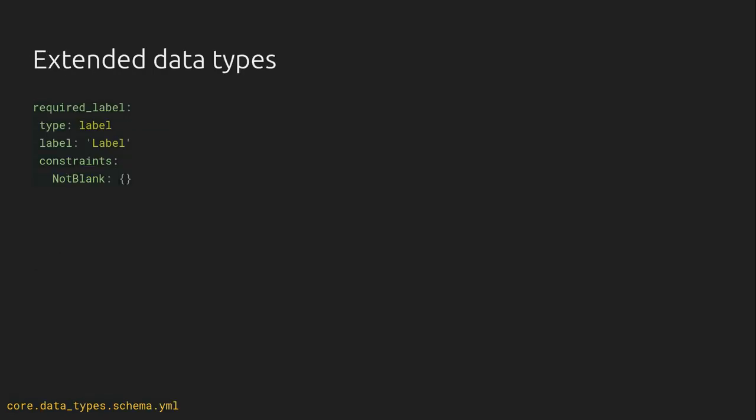So let's look at a bit of a more complicated data type. This is a data type that's in core. It's a required label. Doesn't sound super complicated, but let me make it more complicated. So this one has a validation, not blank, which means that it can be null, but it cannot be an empty string, because a label that is an empty string doesn't add any value to anything, really.